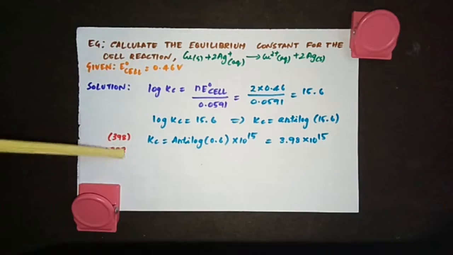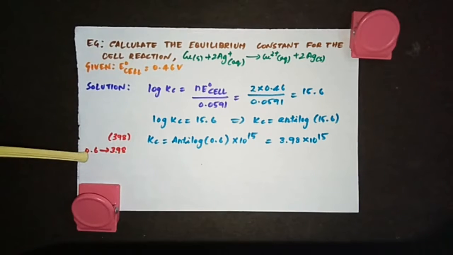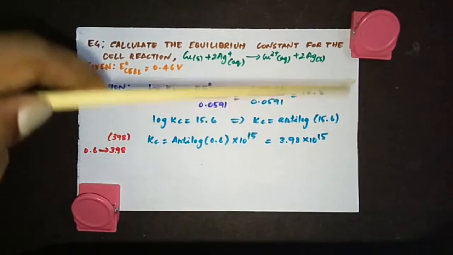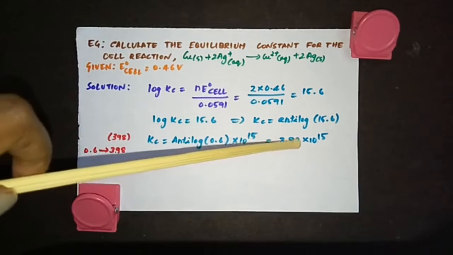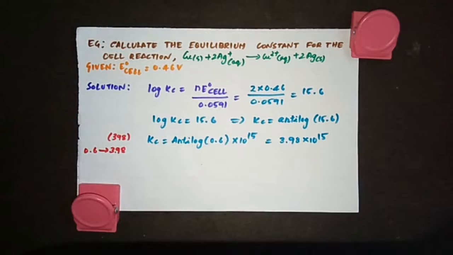When you look at the anti-log table for 0.6, you look only for the 6, not for the value before the decimal. So when you're taking the anti-log, you're looking for 60, 0. The value would be 398. Now place the decimal by looking at the value before the decimal. Here you have 0, so place the decimal just after one digit. So 3.98 is the answer. So the answer would be 3.98 into 10 to the power 15.